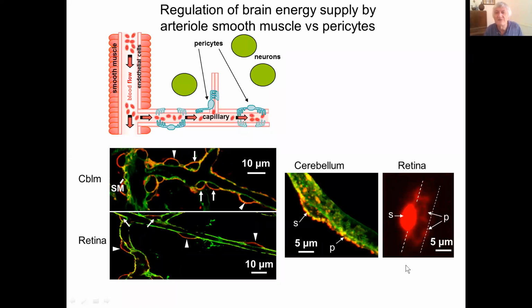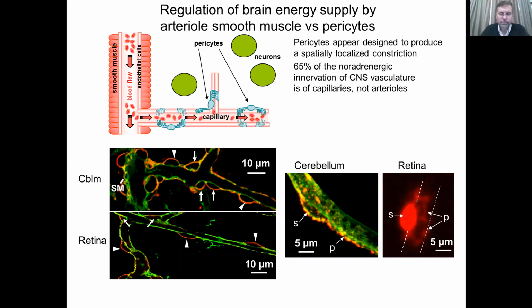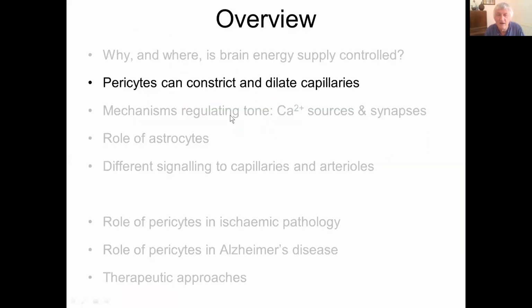And so they seem designed to squeeze the vessel and adjust its diameter. And it's interesting that Edith Hamel has shown that 2/3 of the noradrenergic innervation of the vasculature in the brain is of capillaries, not of arterioles. And so maybe that's telling us something about their importance for regulating blood flow. So I want to start out by showing you that pericytes can constrict and dilate capillaries.